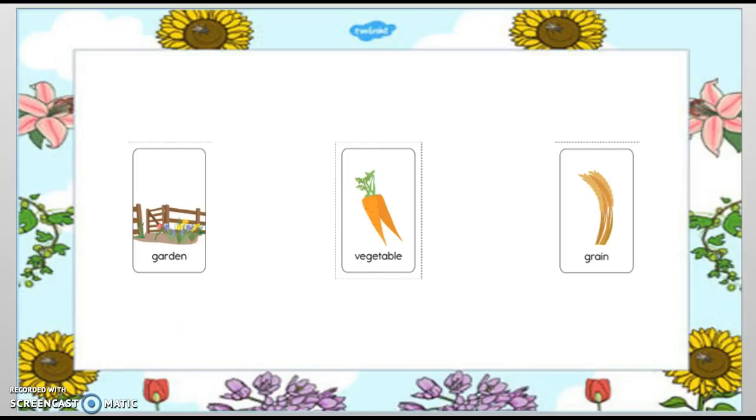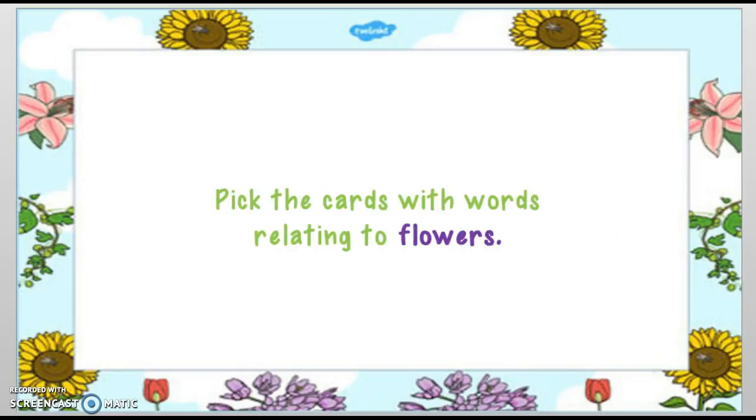And I'm going to ask you another question. Pick the cards with words relating to flowers. Which of the cards have words that relate to flowers? Talk to your learning coach about this and pause the recording as you set those cards aside.